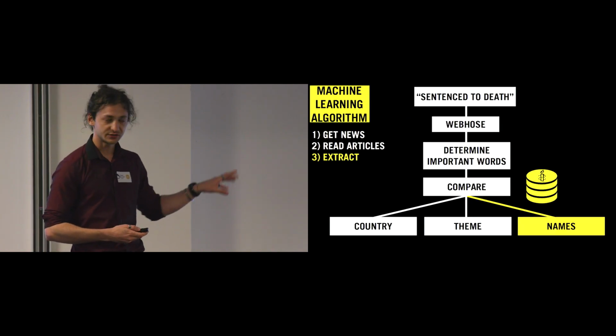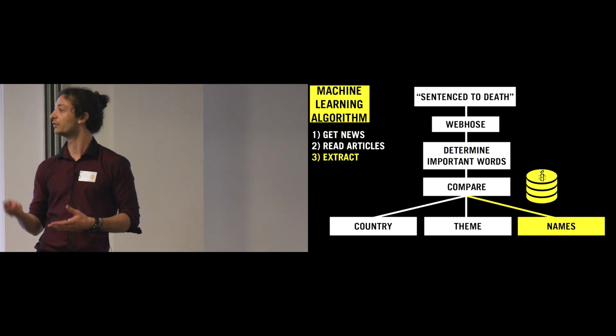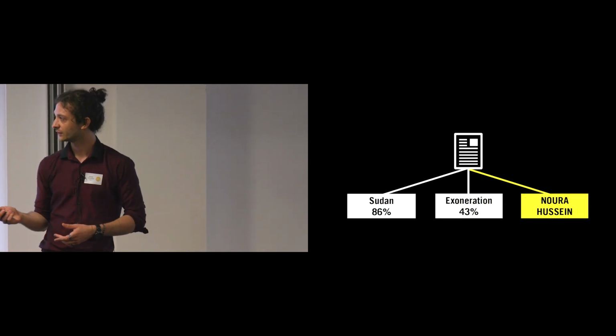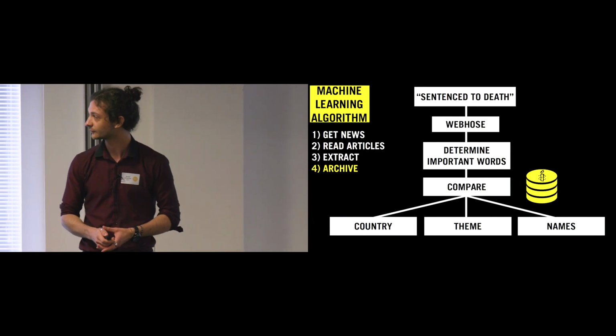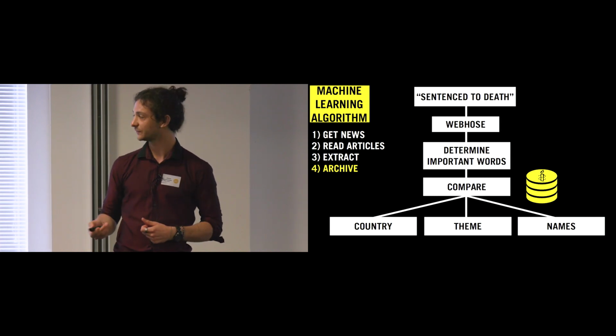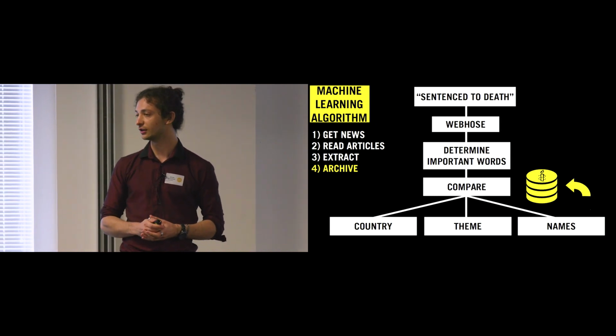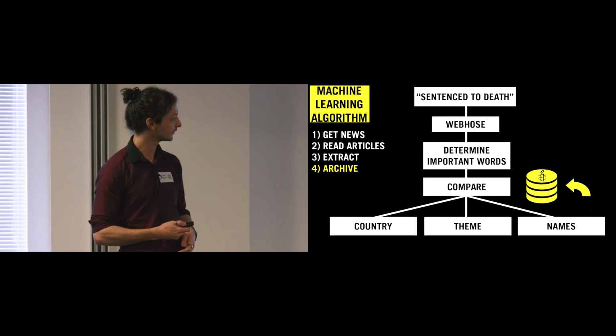When the comparisons have been made, I use more advanced natural language processing techniques to figure out what the names are in the articles. So keeping with the example, Noura Hussein features quite prominently. Once the information has been extracted, the only thing left to do is to archive it, and it's actually put back into the original database so that that can be used to refine future predictions.